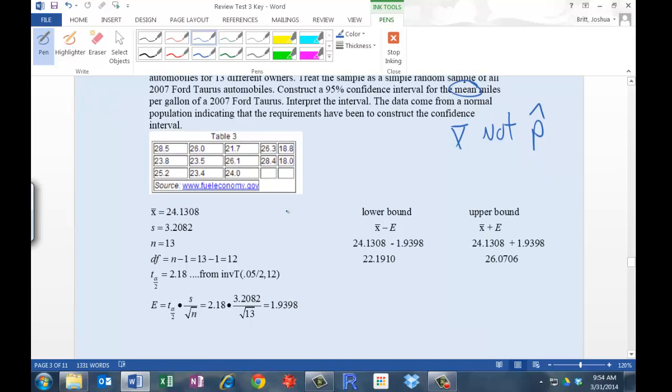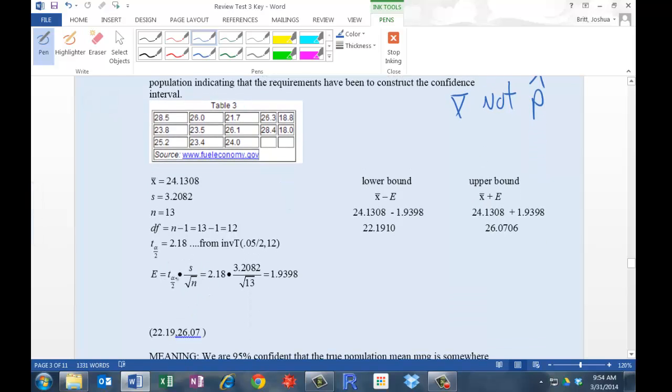So here's the formula for the margin of error. The margin of error needs t alpha by 2 times s over the square root of n. Using the calculator, I calculated the sample mean: add them all up, divide by 13. Sample standard deviation, I just use the calculator again. You can use your summary statistics there on your calculator. And then n is 13. Degrees of freedom is always sample size less 1, so 13 minus 1 is 12.